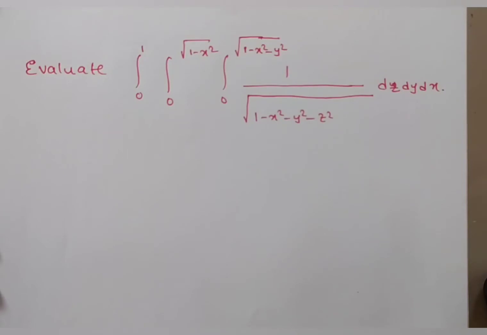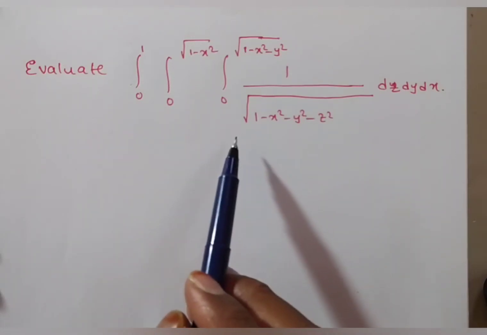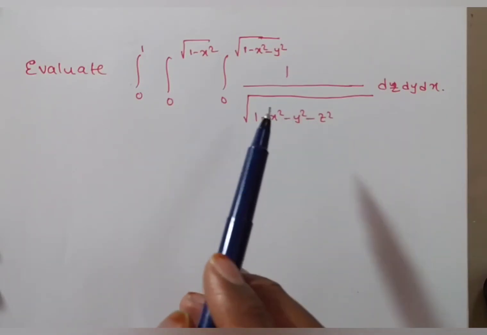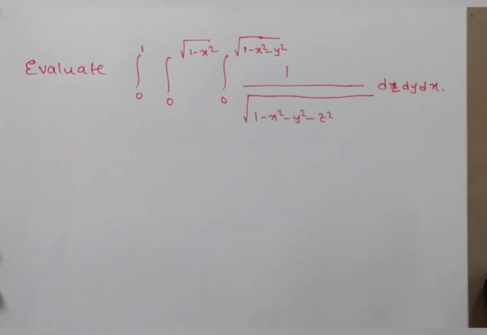Otherwise, you can do a change of variables. Change of variables means if two variables are there, we can change into polar coordinates. If three variables are there, you can change into either spherical coordinates or cylindrical coordinates. Now we are solving this problem without changing anything, with respect to x, y, z. Only the general method we are doing.